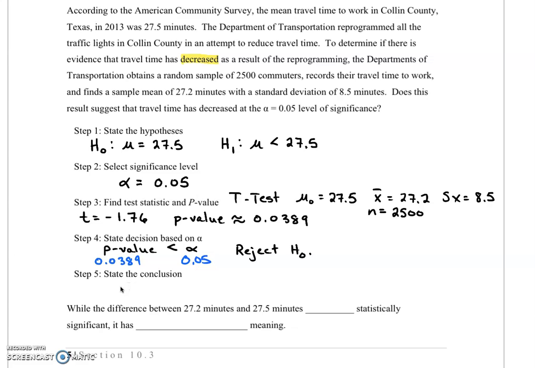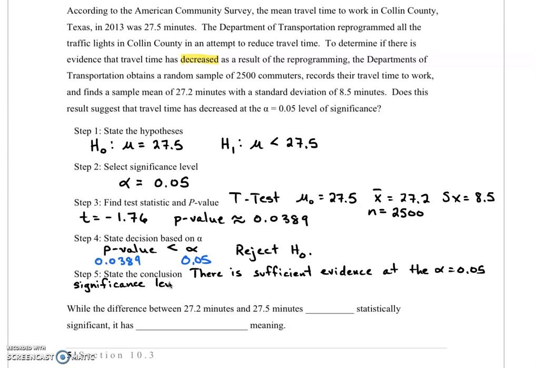So if we have to state the conclusion, there is sufficient evidence at the alpha equals 0.05 significance level to conclude that the mean commute time to work has decreased.